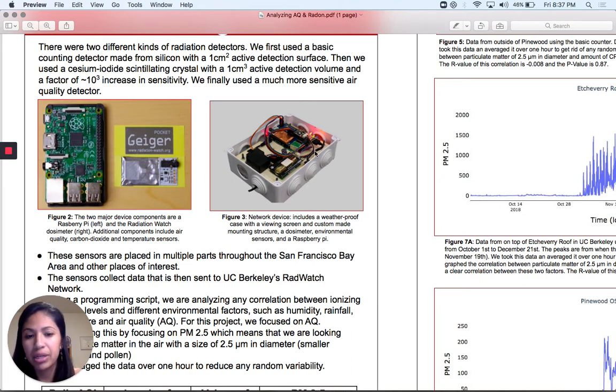So then we have the network device. It includes a weatherproof case with a viewing screen on top. So there's just a clear screen on the top there. And it has a custom-made mounting structure, a dosimeter, and environmental sensors, and a Raspberry Pi again. Remember, the Raspberry Pi is this.